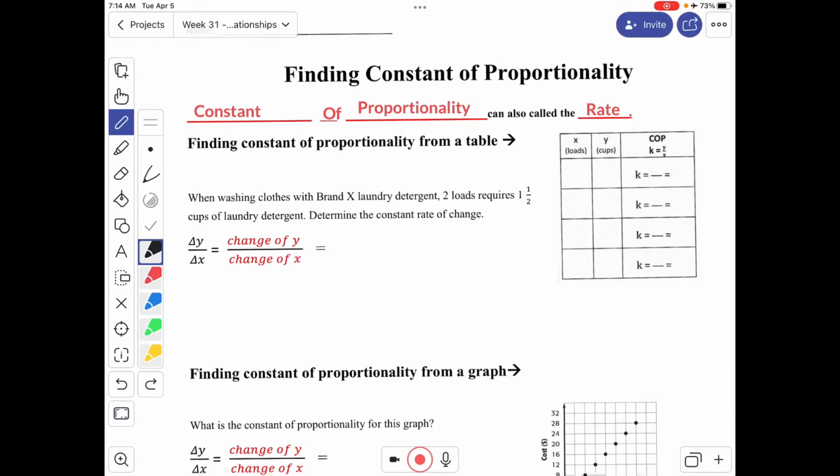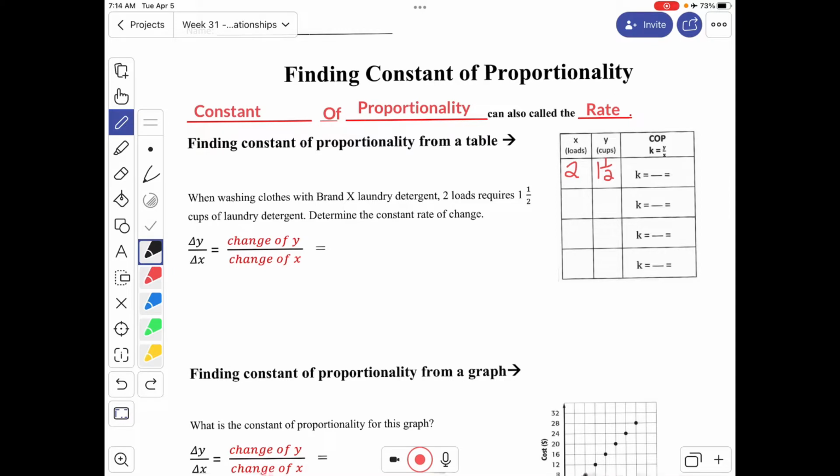Let's look at finding constant of proportionality from a table. When washing clothes with brand X laundry detergent, 2 loads require 1.5 cups of laundry detergent. Determine the constant rate of change. So we're going to take the information and put it into the table. 2 loads requires 1.5 cups of detergent.